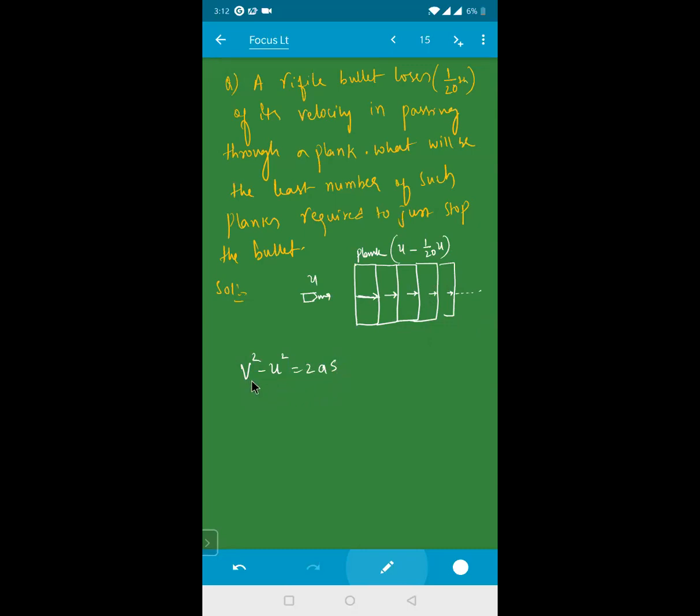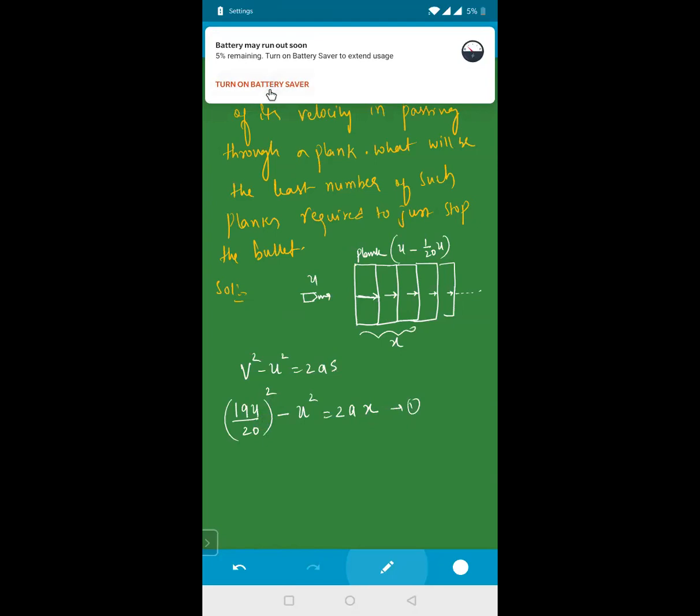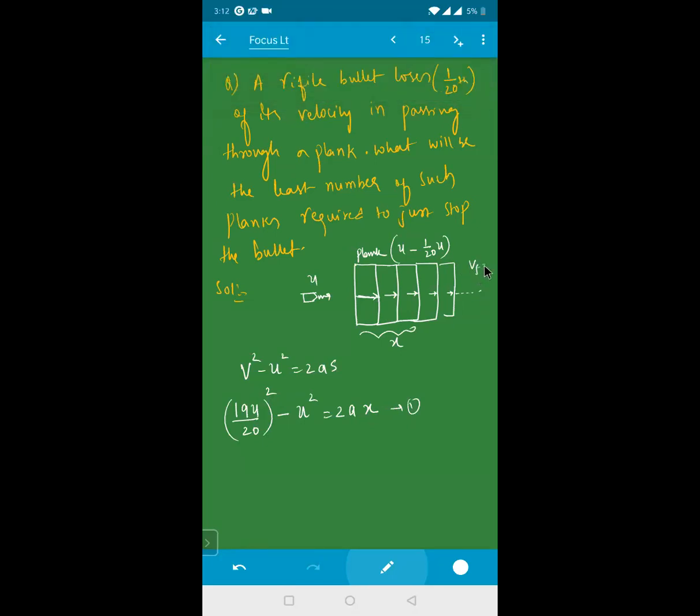Now what will be the velocity after losing this? If 1/20th is lost, the remaining will be 19u divided by 20. So (19u/20) whole square minus initial velocity u square is equal to 2 into a into s. Let us assume we need x planks to pass, so this is ax. So this is the first equation. After passing, it loses this much velocity. Now finally, the final velocity is 0.